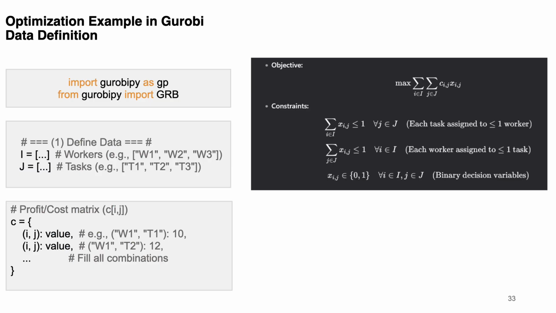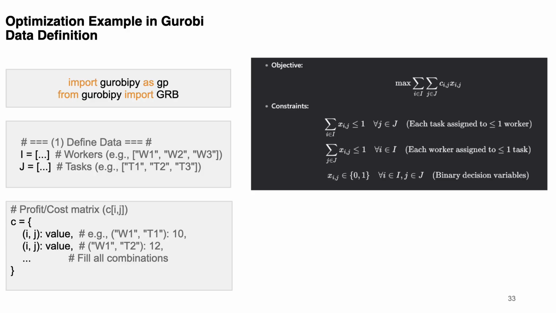In any Gurobi project, step 1 is data definition. We start by importing our library and then we define our sets. We use the list I to represent our workers, labeled W1, W2 and so on. We use the list J to represent our tasks, T1 through T3.